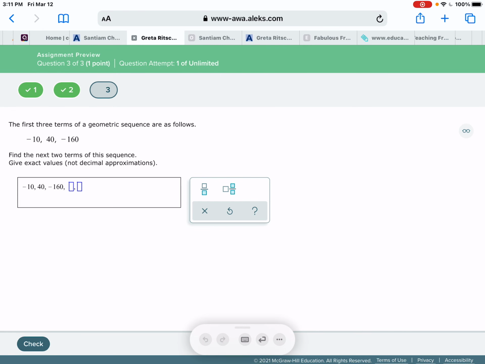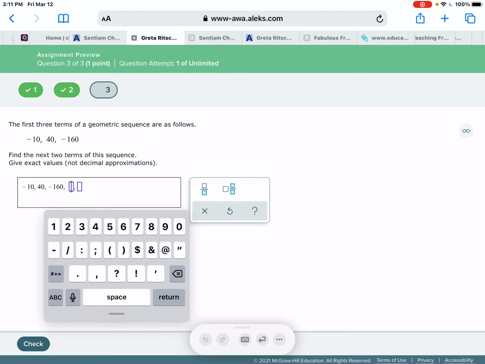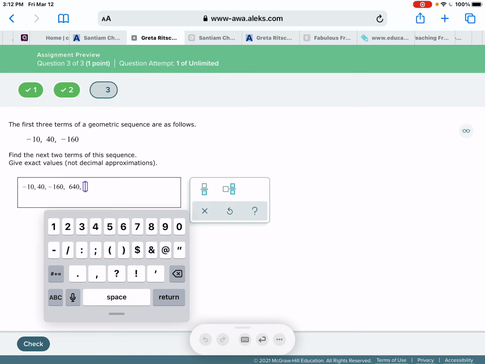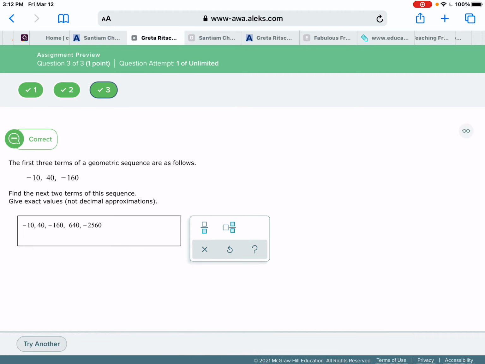Negative times negative is going to give me a positive. I'm going to have 640. And then the next number is going to be negative. Alexa, what is negative 4 times 640? Negative 4 times 640 is negative 2,560. There we go. All right, so that wraps up those 3 types of geometric sequence problems.